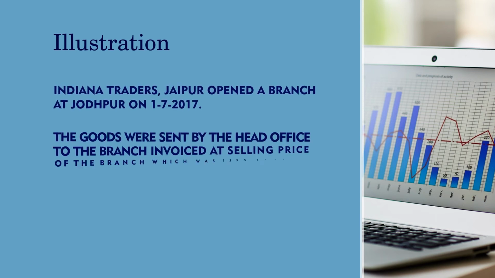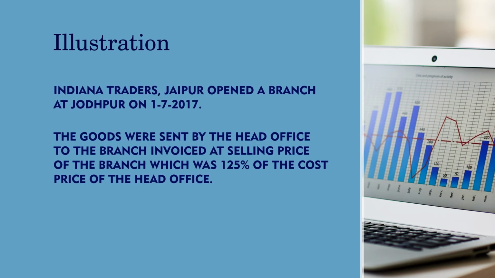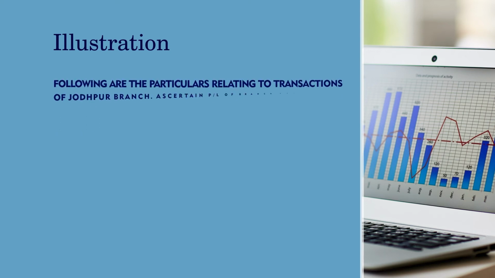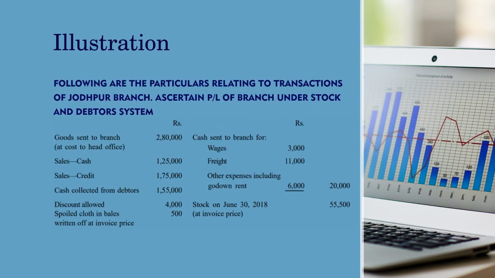Indiana Traders, Jaipur opened a branch at Jodhpur on 1st July 2017. The goods were sent by the head office to the branch, invoiced at selling price of the branch, which was 125% of the cost price of the head office. Following are the particulars relating to transactions of Jodhpur branch. Ascertain profit and loss of branch under the stock and debtor system. If it is 125% of the cost price, it is very simple, it is 1/5.